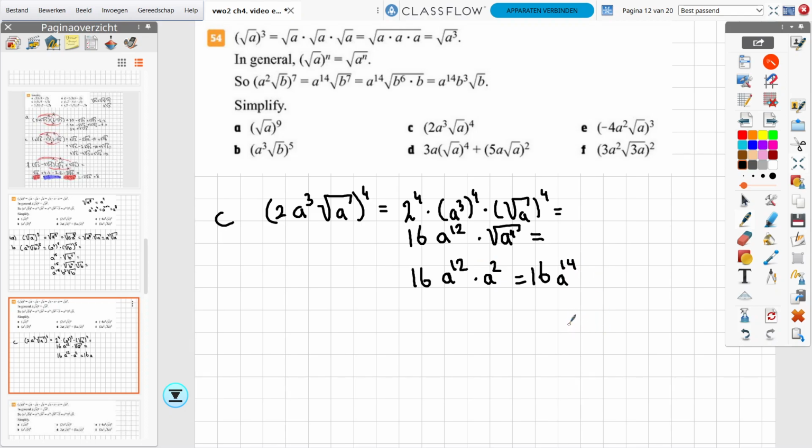Please do remember the difference between this, right, a squared times a to the power of 3, and this, a power of a power. If you have this, you add them up, a to the power of 5. If you have this, you multiply them, a to the power of 6. Here I multiply them, so I do 12 plus 2, 2 plus 3, what I did here. Okay? And that's your final answer. D.